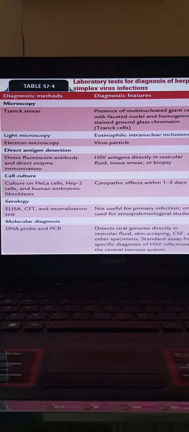Serology: the antibodies appear within a week and peak in 2 to 4 weeks. The rise in antibody titers can be detected by various serological tests like ELISA, CFT and neutralization tests. This is not useful for primary infection, but only useful for seroepidemiological purposes. Then molecular diagnosis by using DNA probe and PCR. It detects viral genome directly in vesicular fluid, skin scraping, CSF and other specimens.